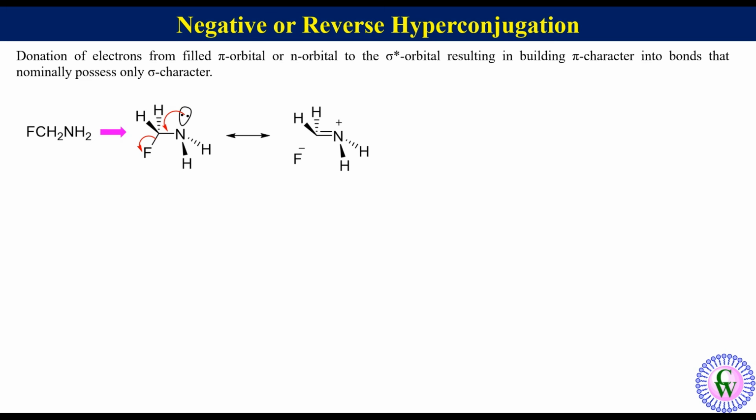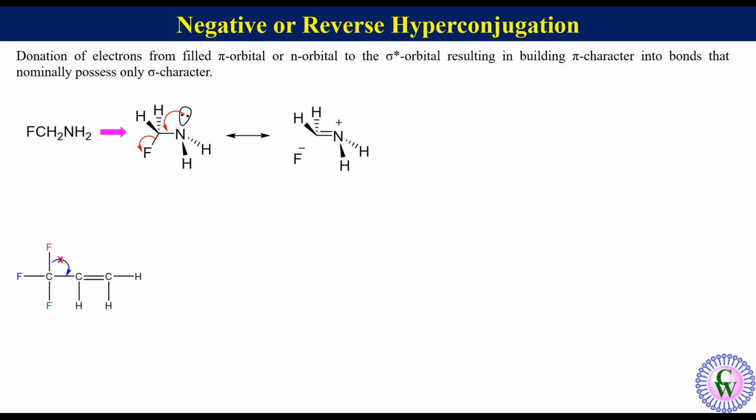This results in shortening of the C-N bond, lengthening of the C-F bond, and an increase of the angle around carbon and nitrogen. Second example is 3,3,3-trifluoropropene. In this example, the sigma bond on the sp3 carbon between carbon and fluorine cannot donate its electron pair to the adjacent pi star due to the higher electronegativity of the fluorine atom.